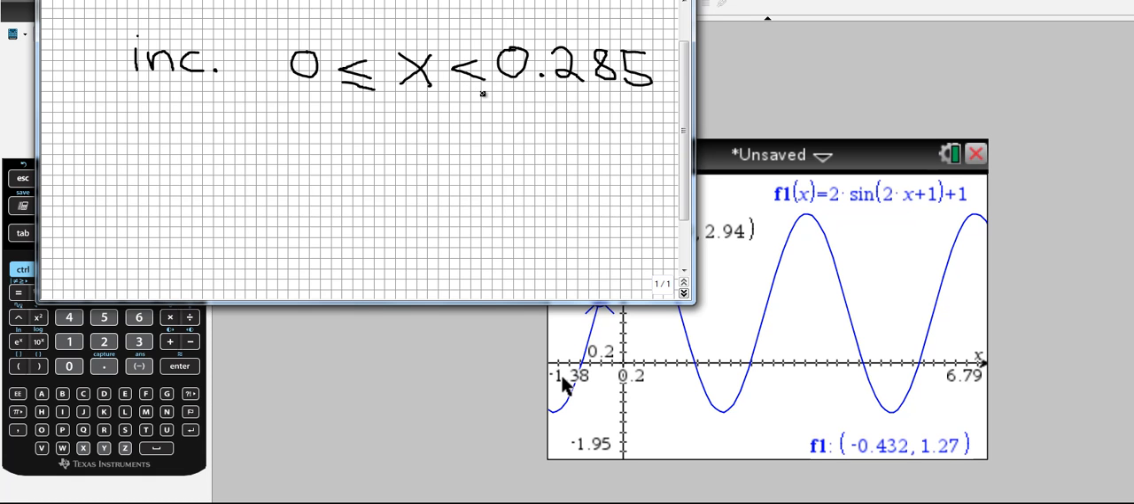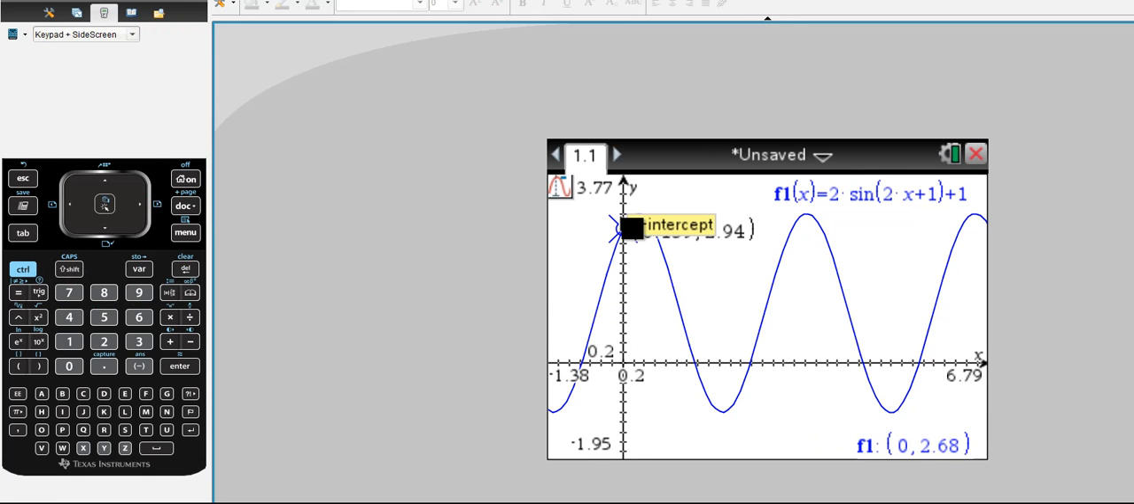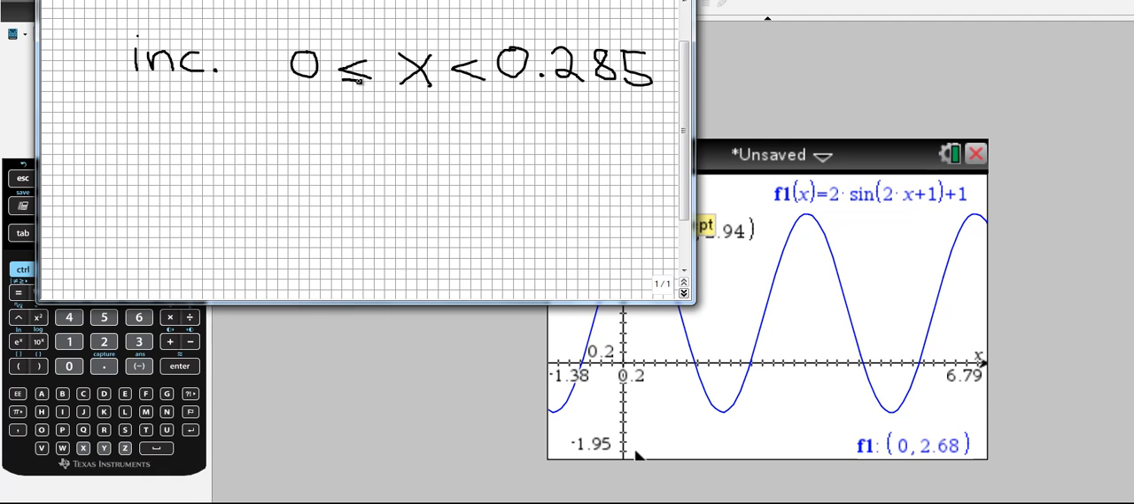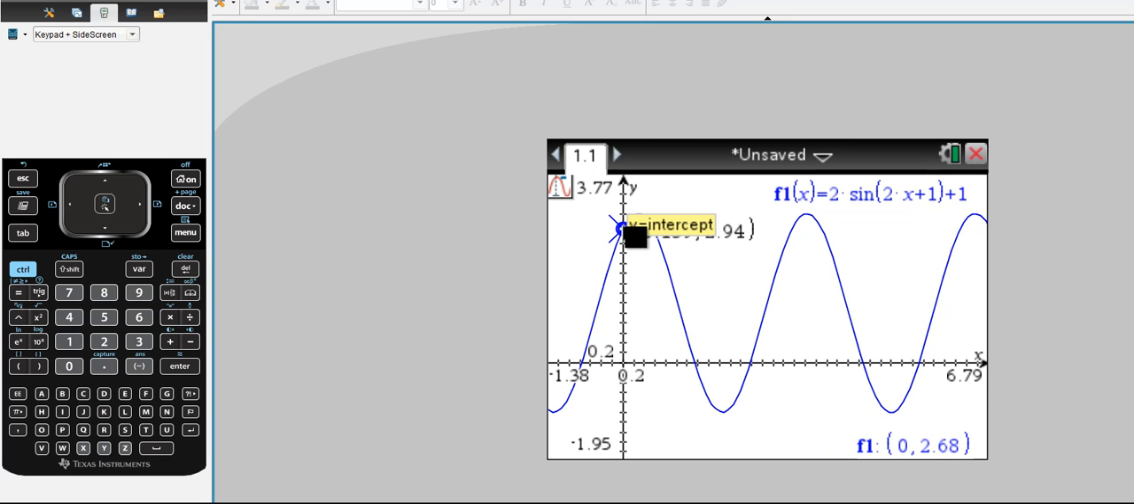Why? Because we don't want to include the 0, and we don't want to include 0.285 because it's increasing. Well, actually, we're going to include 0, but we're not going to include 0.285 because we keep increasing, but here at 0.285 we're not increasing, we're just stopping, and then when we continue we're decreasing. Okay, so find the ranges.